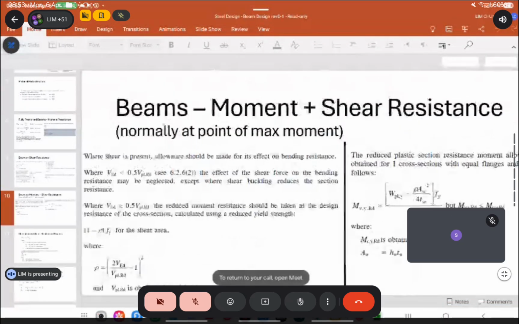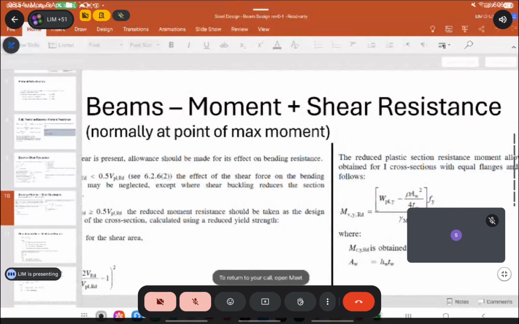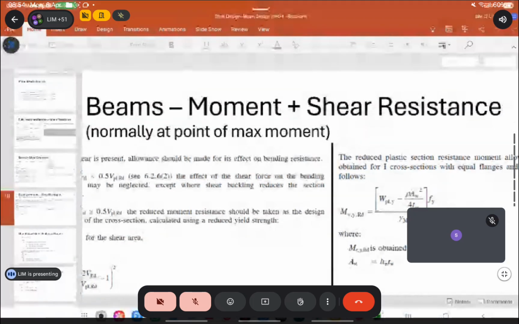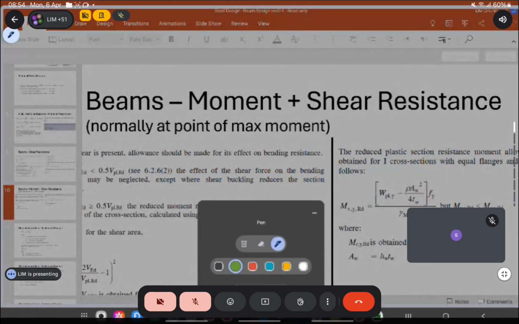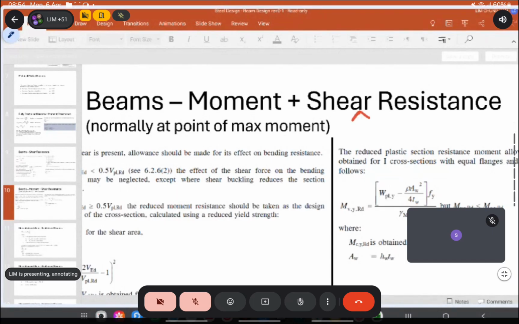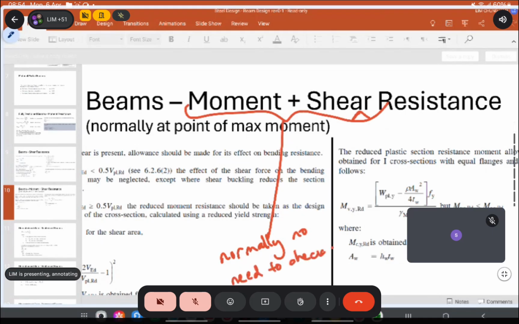So my point is, this check, moment plus shear resistance check, combined moment and shear, normally you don't have to check. Normally no need to check, so normally you don't worry about it. But if you do need to check, then the formula is given to you.